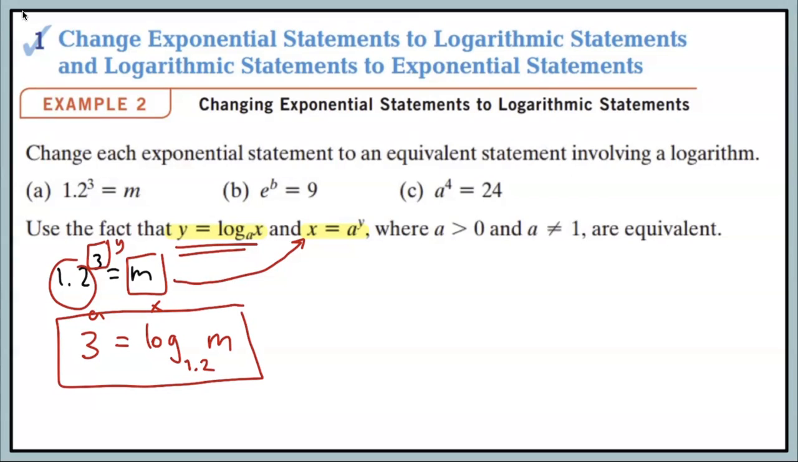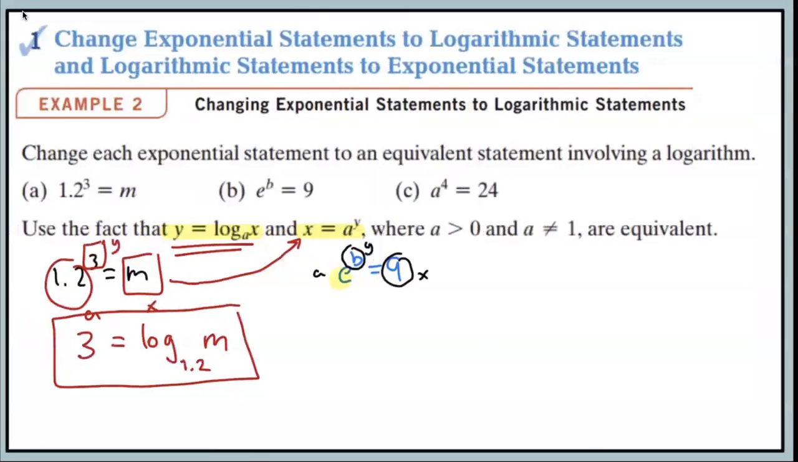All right, let's go ahead and try number 2. It says e to the power of b is equal to 9. Let's label some things here. We have e. E is our a, we'll write that down. E is our a. B is our y, and 9 is our x, right?